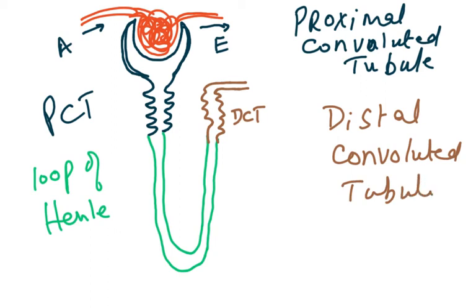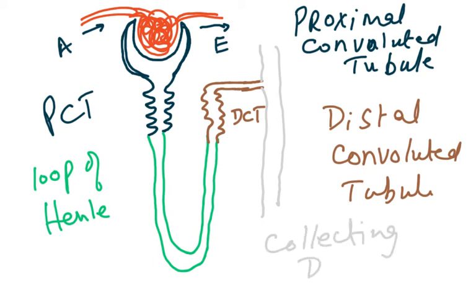And this distal convoluted tubule opens up into another tube, which I've given another color to it. And this is called the collecting duct. Please pause the video here, and let's look at it all once again.